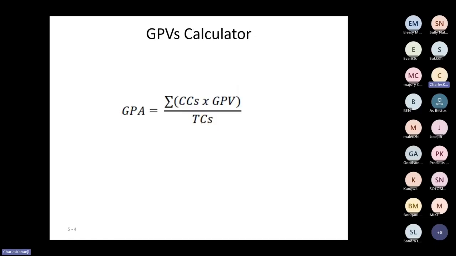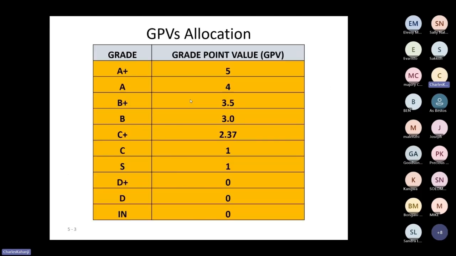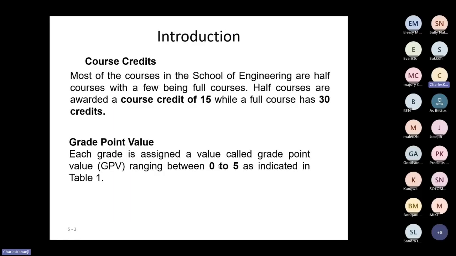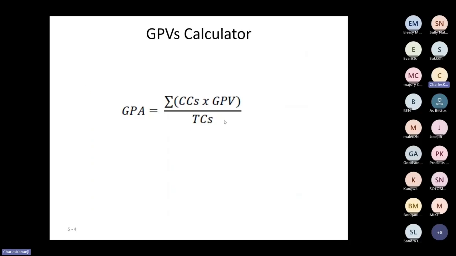So how do you calculate your GPA? You calculate your GPA by summing up using this formula here. You're going to sum up what we call the credit points. So you'll be able to get the full credit points for your courses. Then you're also going to get the GPV for all the courses and sum them up. Then you'll be able to compute your GPA using this.